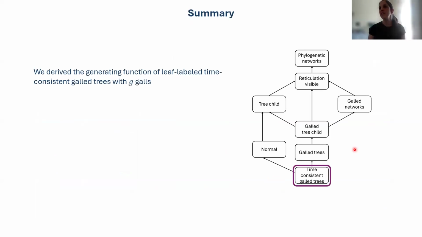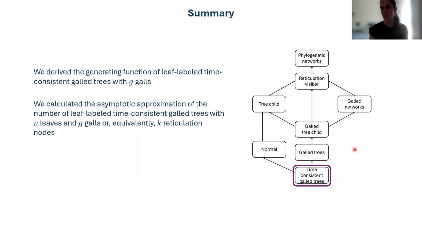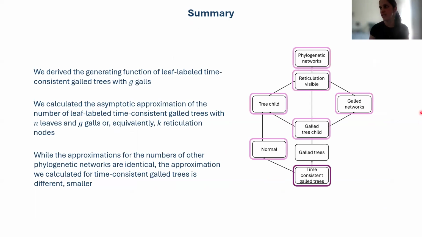So to summarize, we derived the generating function of leaf-labeled time-consistent gold trees with G golds. And for that, we got the asymptotic approximation for the number of leaf-labeled time-consistent gold trees with n leaves and G golds, or K reticulation nodes. And this is smaller than the approximation for all of these more complex types of phylogenetic networks, which are themselves equal asymptotically.